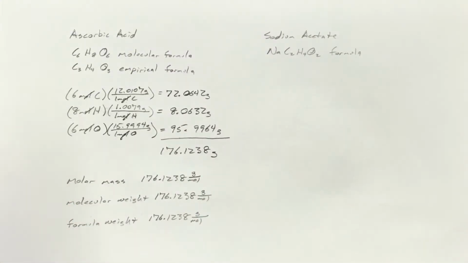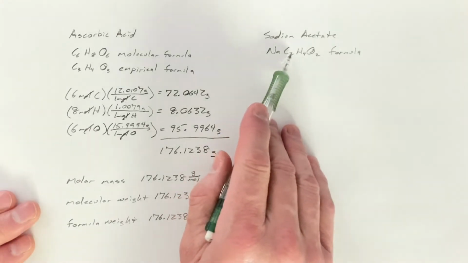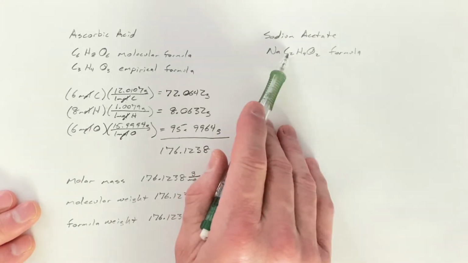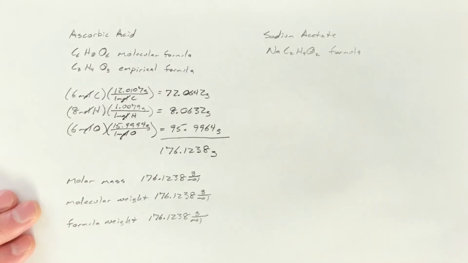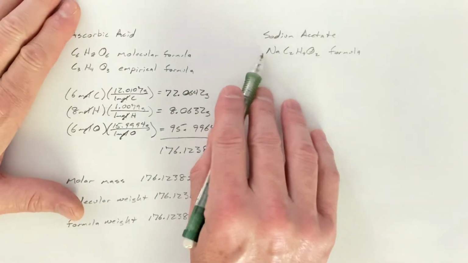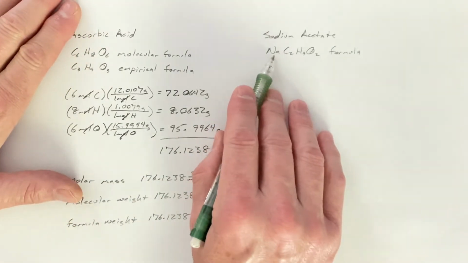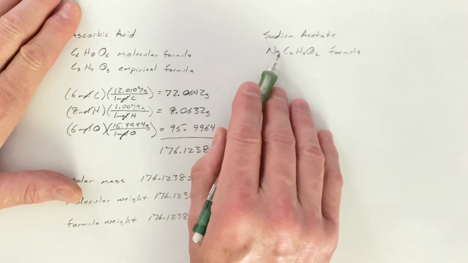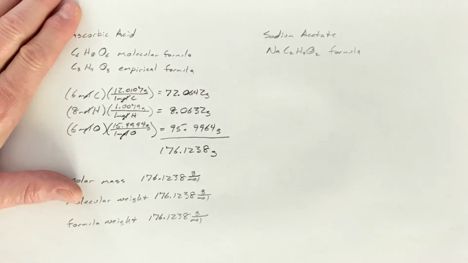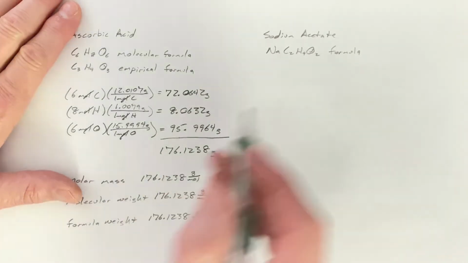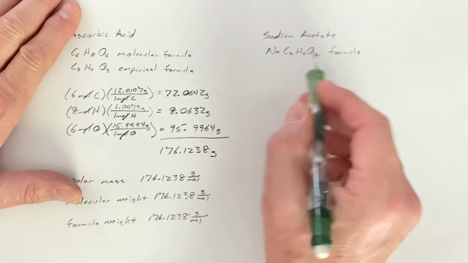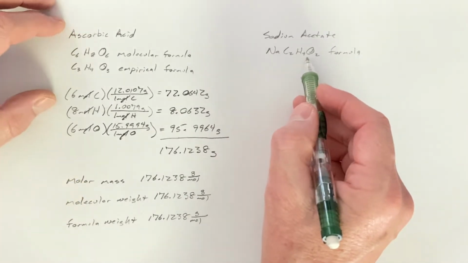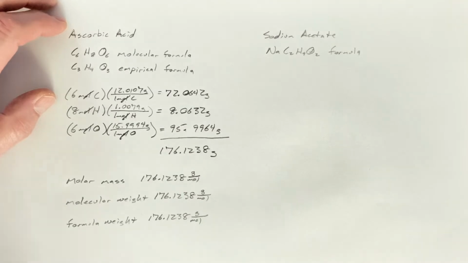So we shall simply say that NaC2H4O2 is the formula for sodium acetate. Now this also represents the lowest whole number ratios of the elements in a compound. I cannot divide the 1 for sodium by a number and have it work out to be an integer value. So this is the chemical formula, and this is also the empirical formula for sodium acetate.